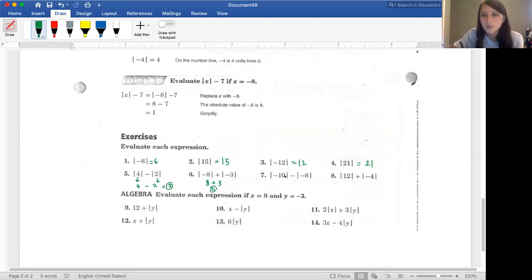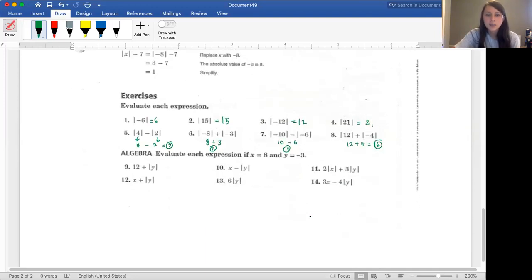All right, I've got absolute value of 10 minus absolute value of -6. So that would be 10. -6 in absolute value would be 6. And I'm subtracting the 6. So this would be 4. Here I have absolute value of 12 plus the absolute value of -4. Well, that would be 4. And so I add them, and that equals 16. Okay, does that make sense?